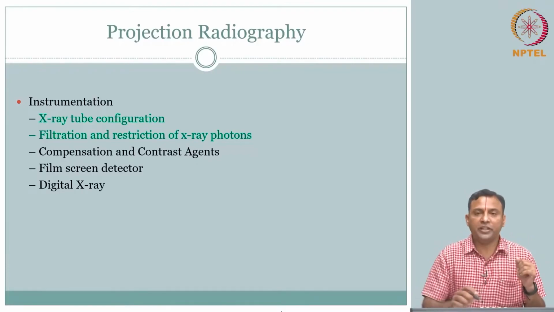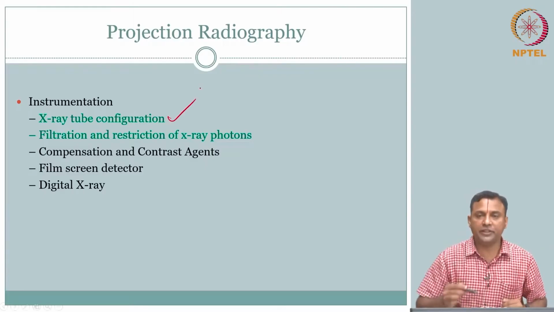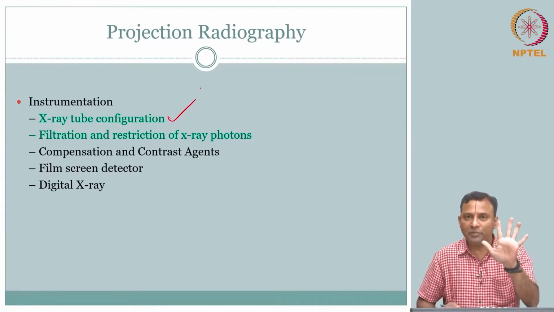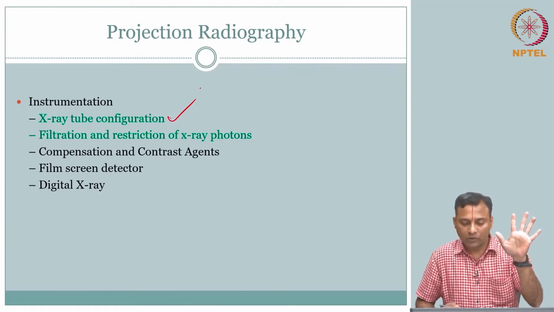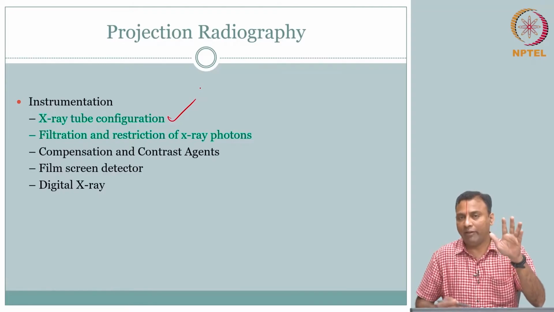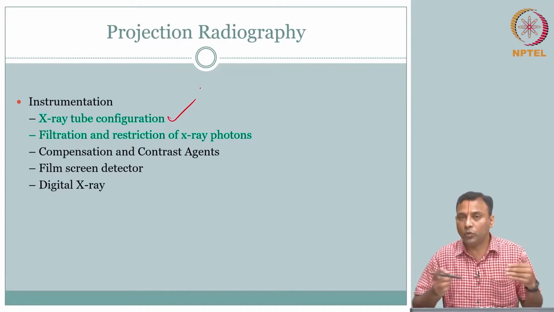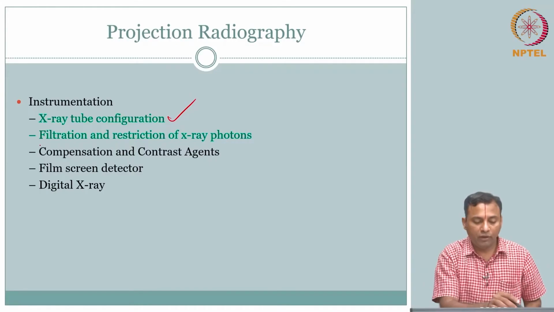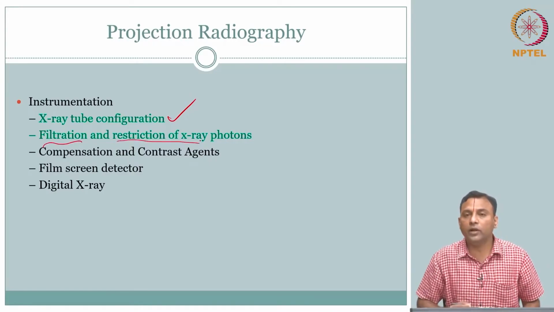So, in the instrumentation, we started with the X-rays, the X-ray tube configuration, and then just after the X-rays come out of the X-ray tube, which is going to be a spectra of energy, we wanted to do two things. One is do the filtration so that only the energies that have maximum probability to give you signal. You do not want too high a signal, you do not want too low a signal, and so there is the idea of filtration, and we just concluded restriction.